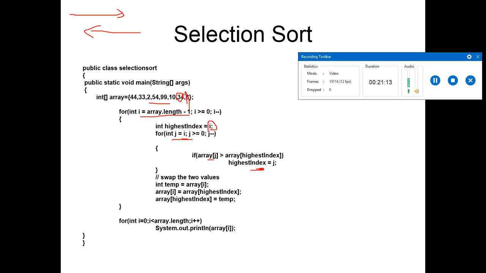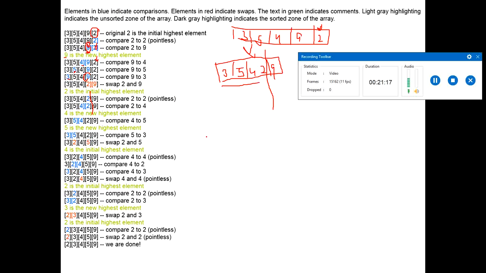Now we go to the j, and j decrements. So j becomes now 4. Is array at j greater than array at highest index? Is 4 greater than the highest index value? My highest index value is now 2. So is the new 4 greater than the highest index value?